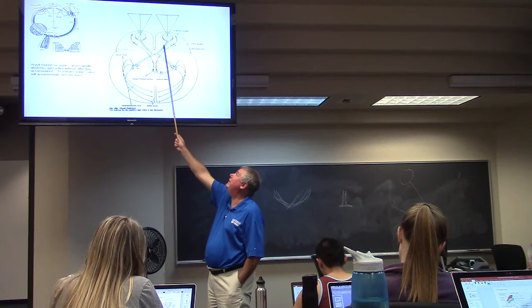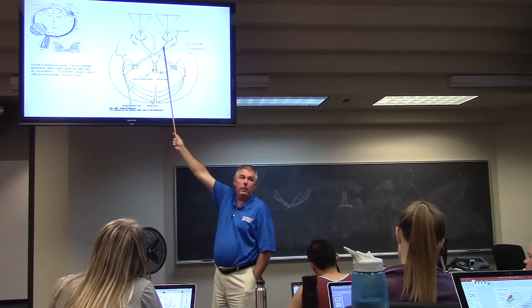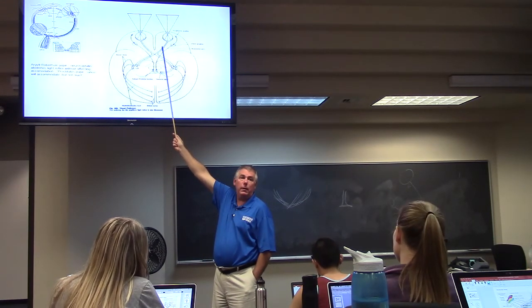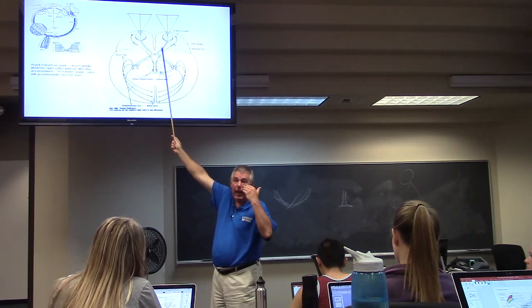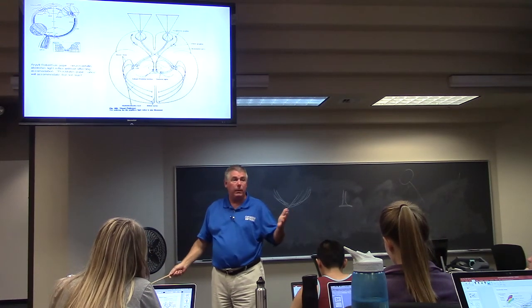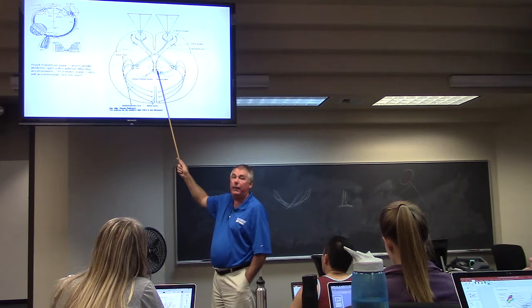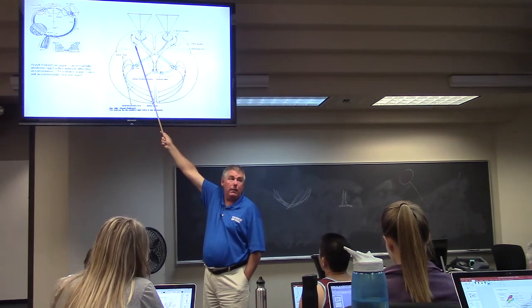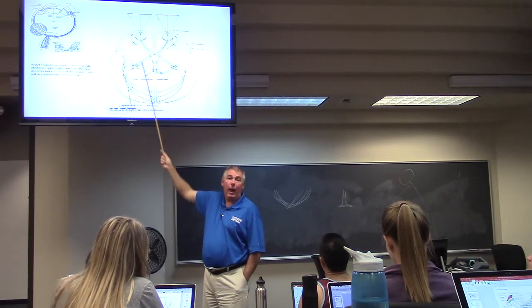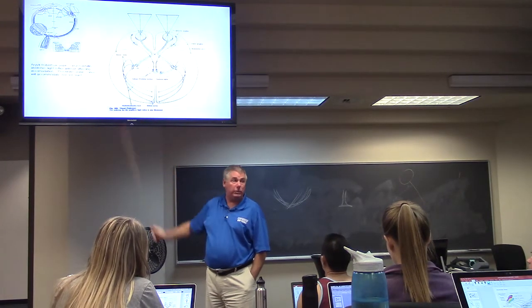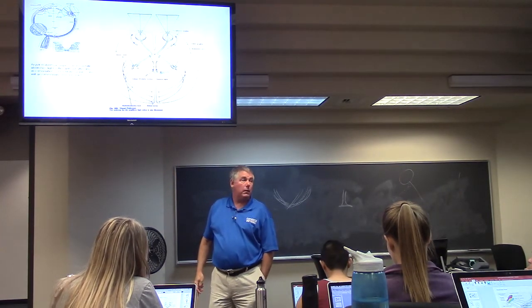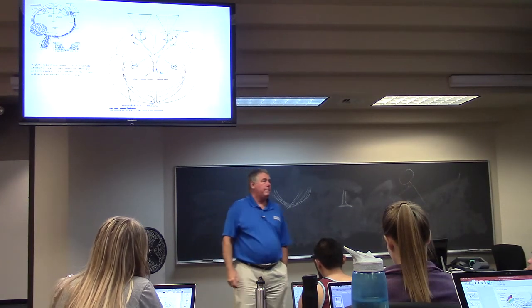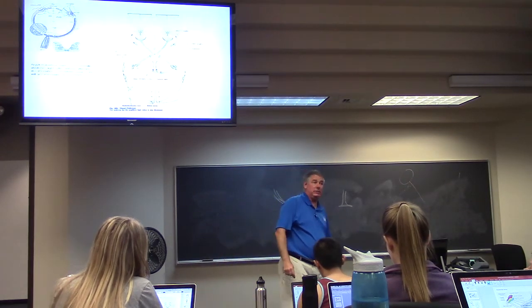If I lesion this optic nerve, and I'm blind in that eye, if I shine the light in there, nothing will happen, because you can't get the light back to there. But if I shine the light in this eye, the blind pupil will still constrict. Make sense?